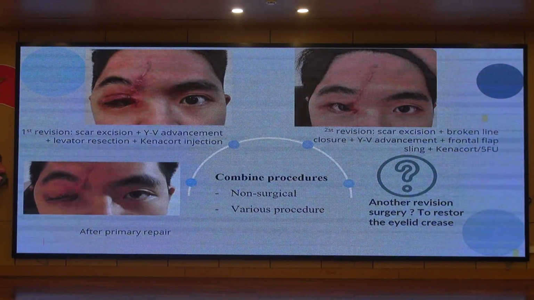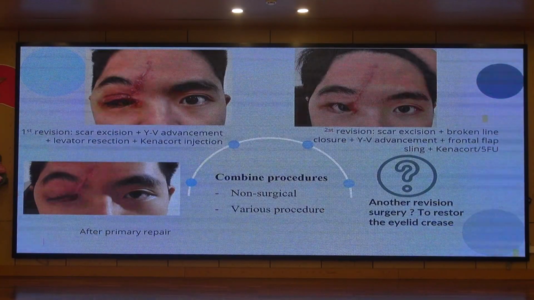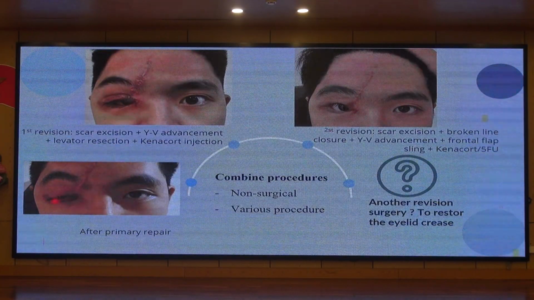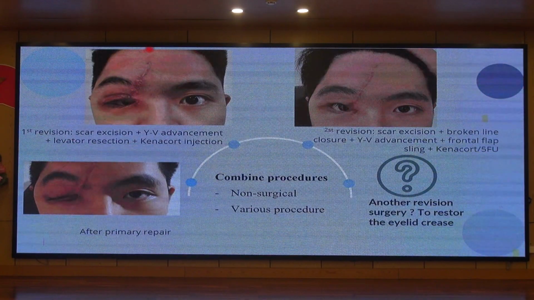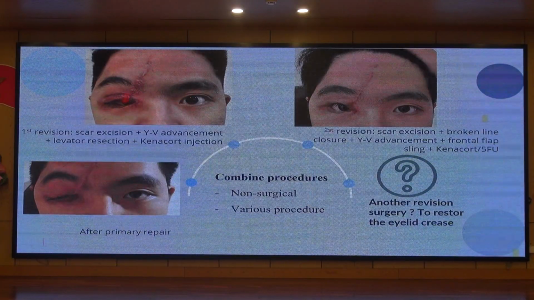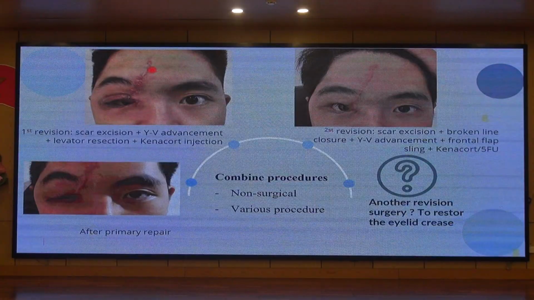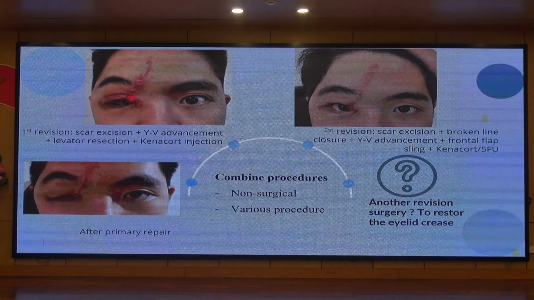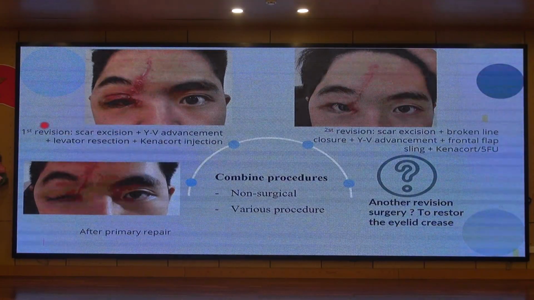This is another patient who is very complicated. So after the primary repair, he has a big ptosis and a very ugly scar. The first revision was done after several keloid injections. So we've got this after the first revision elsewhere. He has a Z-plasty and Y-to-V advancement of the medial canthus and a levator recession.